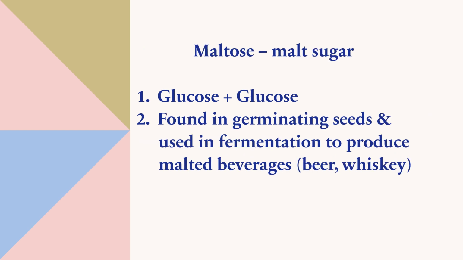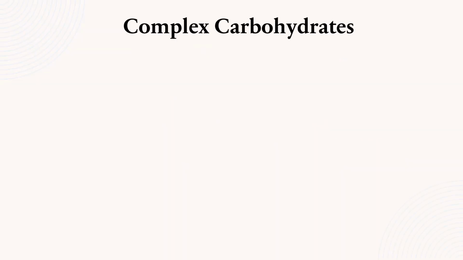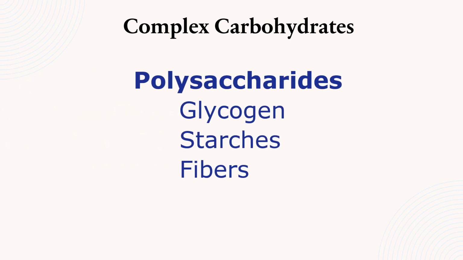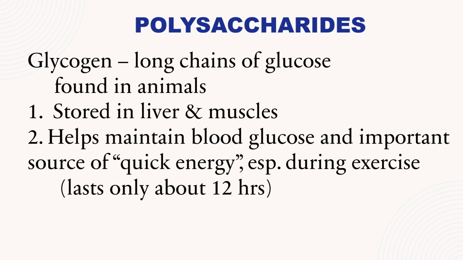Maltose is also a small sugar. It is formed by two molecules of glucose, found in germinating seeds and used in fermentation to produce malted beverages like beer and whiskey. Complex carbohydrates have polysaccharides like glycogen, starches and fibers. Glycogen has long chains of glucose, is found in animals, and is stored in liver and muscles. It helps maintain blood glucose and is an important source of quick energy, especially during exercise.